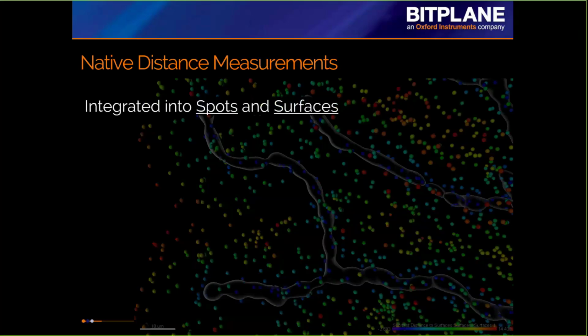Okay, so now I'm going to go through some of the different points that are important for understanding how these new measurements will be able to help you. It's integrated into both spots and surfaces. When we're making a measurement with spots, we're going from the center or the centroid. When we're making measurements with surfaces, we're going from the edge. That's where the measurement starts and stops.